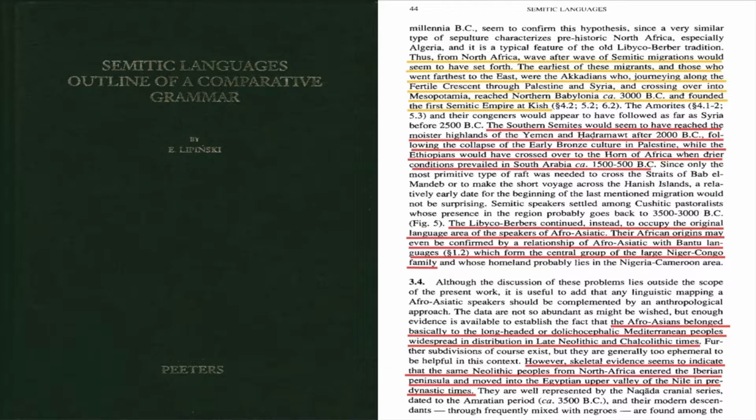The earliest of these migrants and those who went furthest to the east were the Akkadians, who journeyed along the Fertile Crescent through Palestine and Syria, and crossing over into Mesopotamia, reached northern Babylonia circa 3000 BC, and founded the first Semitic empire at Kish. The southern Semites would seem to have reached the moist highlands of Yemen and Hadramawt after 2000 BC, following the collapse of the early Bronze Age culture in Palestine, while the Ethiopians would have crossed over to the Horn of Africa when drier conditions prevailed in South Arabia circa 1500 through 500 BC.